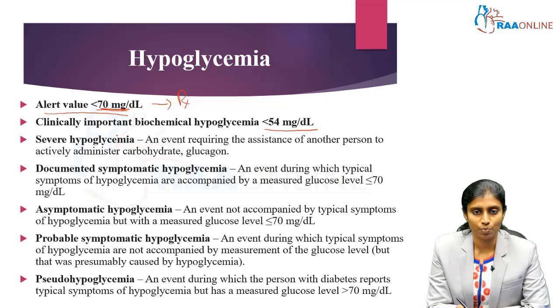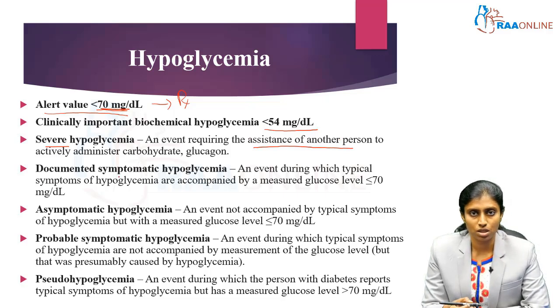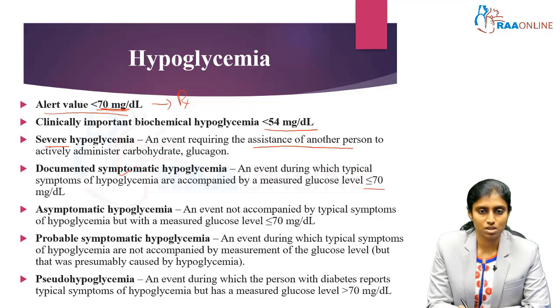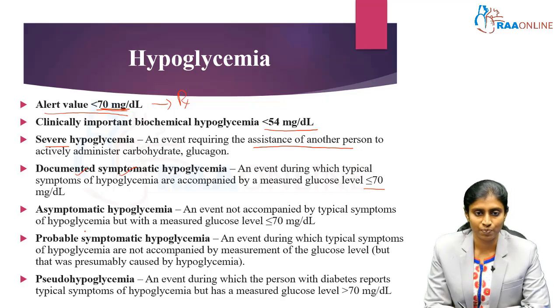Severe hypoglycemia is any event in which the patient is not able to correct the hypoglycemia and requires the assistance of another person to correct it. Documented symptomatic hypoglycemia: the patient tells you that on a particular day they had symptoms of sweating and palpitation, which are all symptoms of hypoglycemia, and when they checked the capillary blood glucose, it was less than or equal to 70 mg per deciliter. So you have symptoms suggestive of hypoglycemia and documentation that the blood glucose was less than 70.